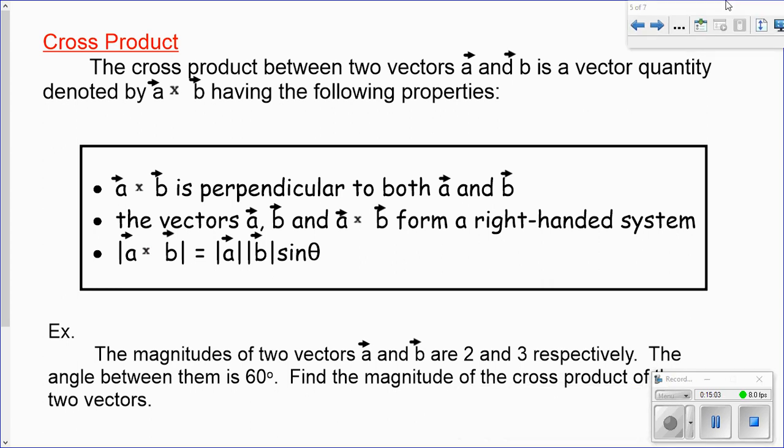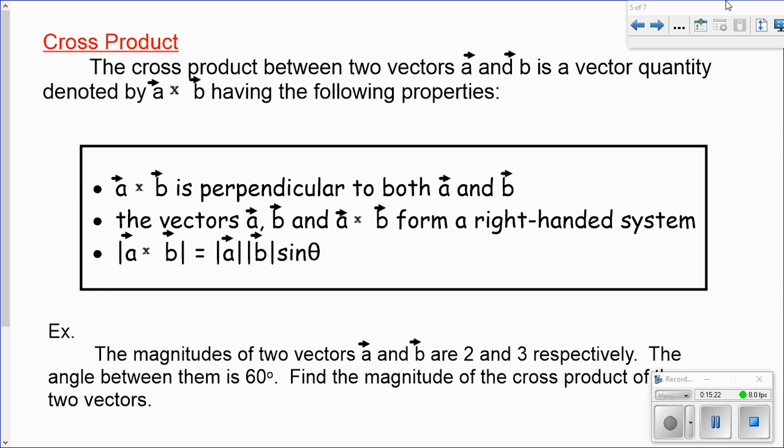Okay, cross product. Looks like it's a long couple of properties here. The cross product between two vectors A and B is a vector quantity denoted by A cross B, having the following properties. A cross B is perpendicular to both A and B. The vectors A, B, and A cross B form a right-hand system. Remember, we did that with our thumb, index finger, and second finger.